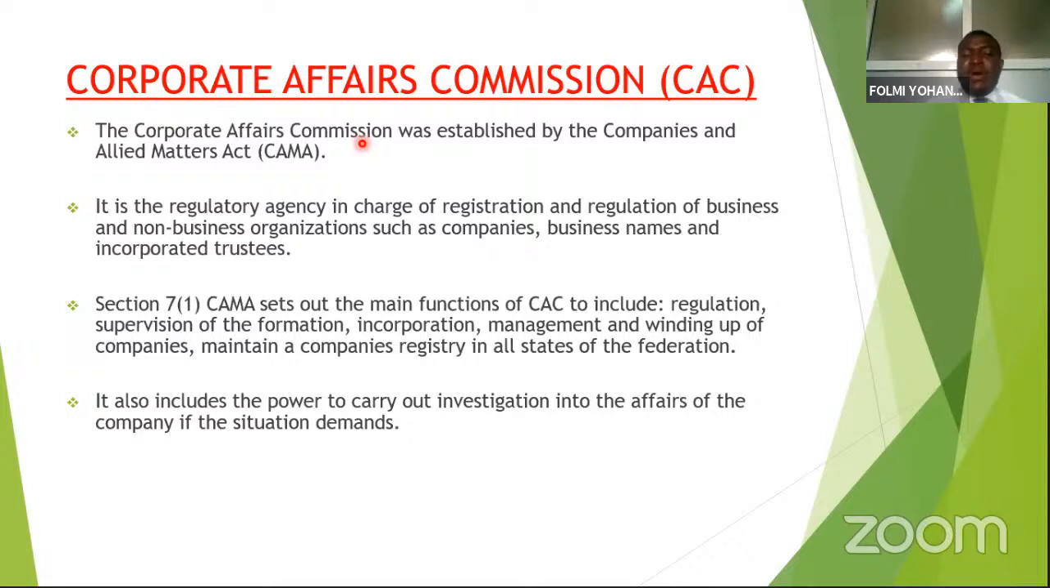Then it has the power to carry out investigation into the affairs of the company if the situation demands. Such a situation will arise when that company, that church, that business is not carrying out its business according to its objects. Because by the time you are registering your business with CAC, you list out your objects, that this is what we intend to use this particular organization we are registering. So when you begin to deviate and CAC investigates and discovers that you are deviating from your objects, CAC is empowered by CAMA to file an action in court, where parties will be heard. It is not an automatic thing; it has to be by an order of court. Once the court gives an order that that particular company can be taken over by CAC, CAC will take over the management of that company.